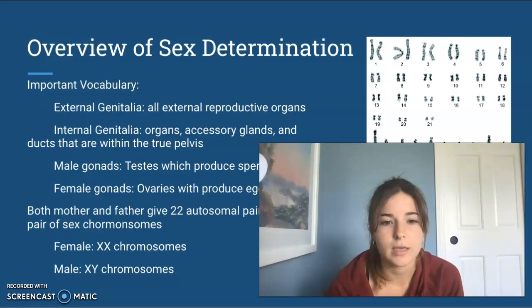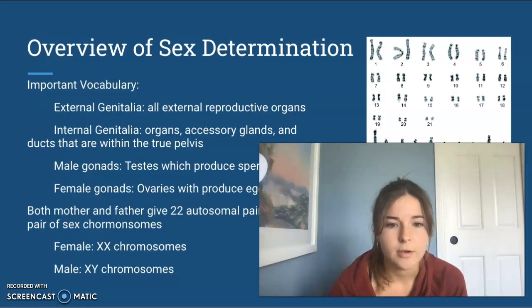A female can only give X chromosomes, but the male can pass on an X or Y chromosome. If the chromosomes are XX, it will be a female. If it is XY, it will be a male. In the image on the bottom right, you can see how the egg comes together with the sperm, and depending on the chromosome it is carrying, it will determine whether the individual will have XX or XY, which will be a zygote and it will be diploid.